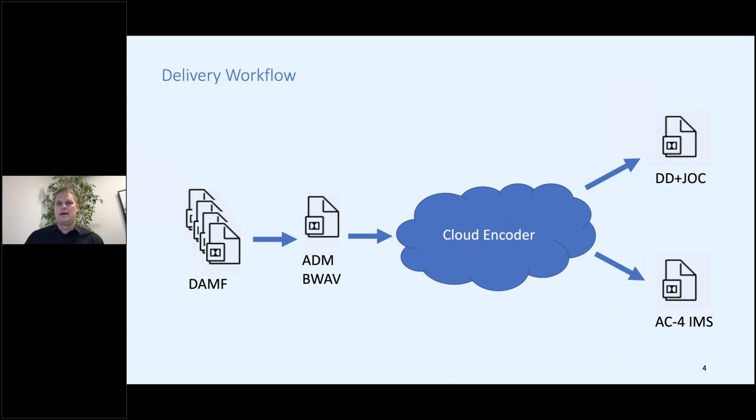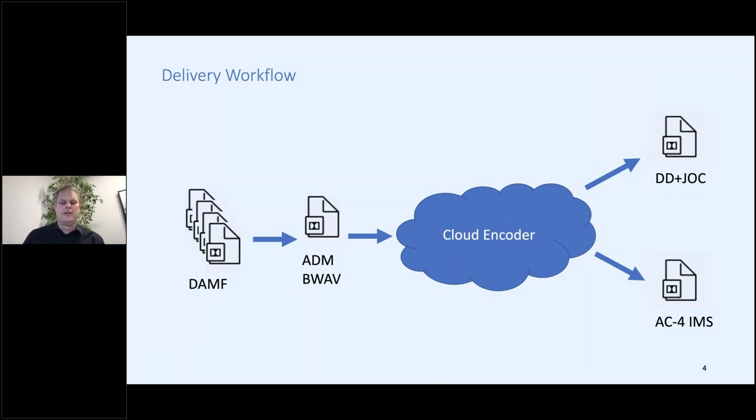So that goes into a cloud encoder. That cloud encoder might be at your distribution mechanism, so it might be at your aggregator, so The Orchard, it might be at TuneCore, it might be at Fuga, it might be at Avid Play, or even at the service themselves. So those services that are doing encodes at their point of ingest from the labels have this ability to encode those ADM BWFs and output to a variety of formats. And those formats for music are DD+ JOC for speaker-based playback and AC-4 IMS for playing back over headphones.